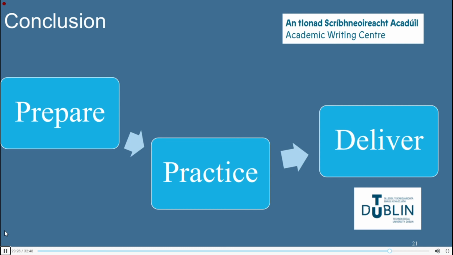In conclusion, in order to complete and present successfully, we need to prepare, and we prepare by researching our topic thoroughly, by adopting a specific focus for the presentation, and this in turn informs the structure of the presentation, the sections within it. So, you know, the preparation is fundamental to succeeding at presenting.